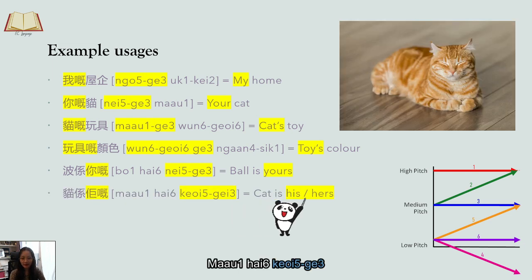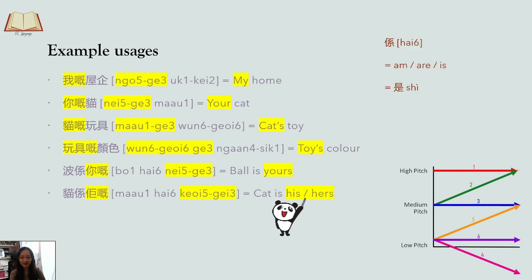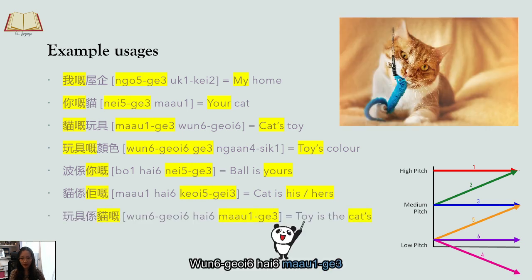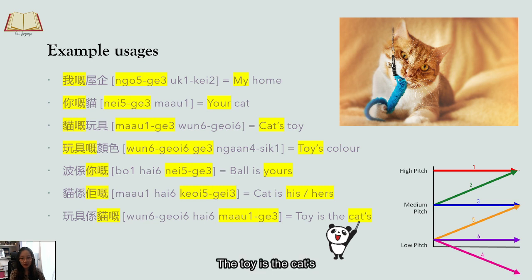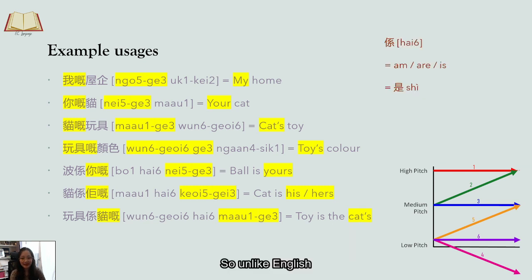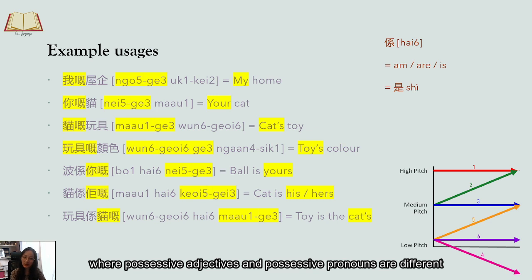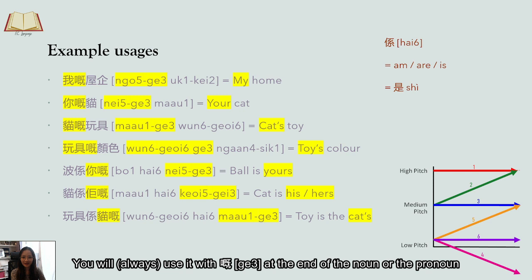貓係佢嘅 The cat is his or hers. 玩具係貓嘅 The toy is the cat's. And there we go. So unlike in English, where possessive adjectives and possessive pronouns are different, in Cantonese it's the same. You would use ge at the end of the noun or the pronoun.